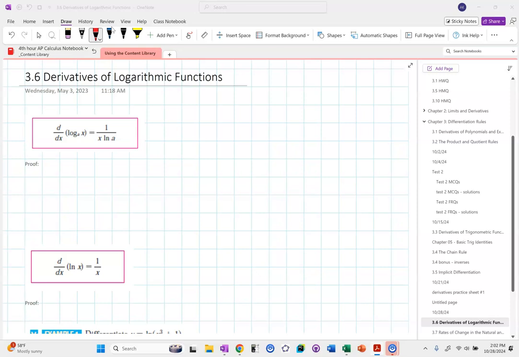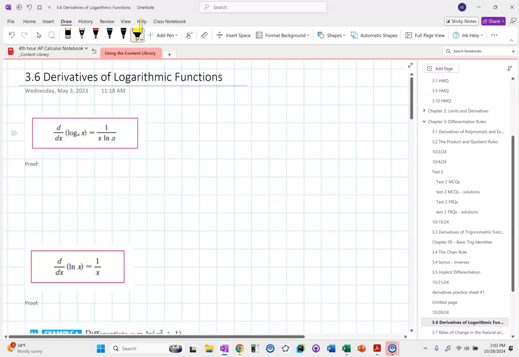So the first derivative rule we're going to look at here is the derivative of log base a of x is equal to 1 over x ln a. Notice if this is the natural log, a would just be e. And what's the natural log of e? 1. So it just turns into 1 over x, just like we knew before, right?